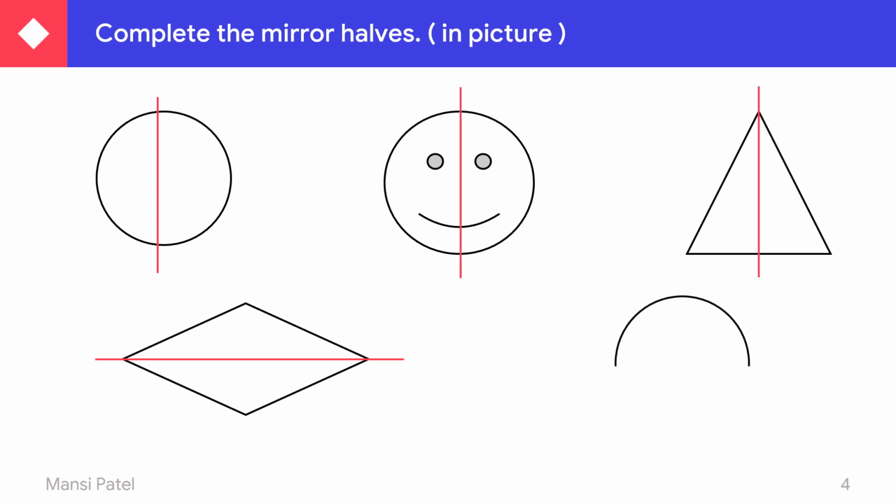Now one another example. Here it is only half portion of the circle, mirror holes, and then it's complete. Then it becomes a circle. So you can draw mirror hole horizontally as well as vertically. If you draw horizontal or vertical, nothing difference.